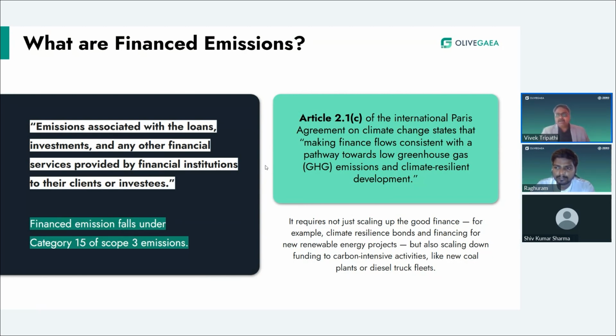One is increasing investment in the renewable sector and the greener sectors, and at the same time scaling down investment into carbon intensive businesses. So that's the core of financed emission, where it comes from. Move to the next, please.